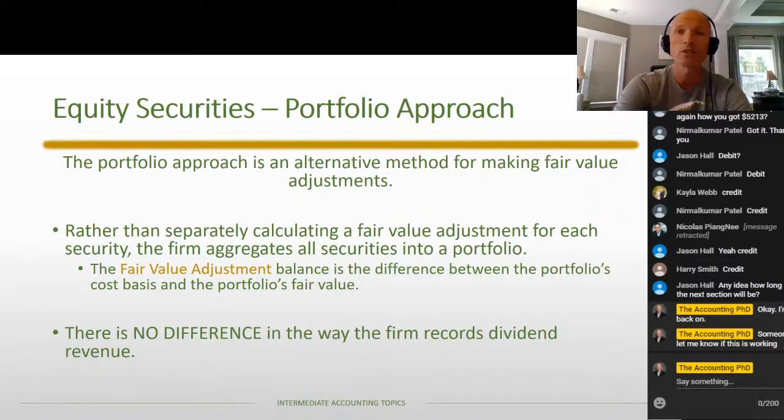By the way, the other difference then is the fair value adjustment account is not security specific. So when there's a sale, there's no entry for the fair value adjustment account because again, it's not security specific, and so we don't have that as part of our journal entry. Again, we're going to go through an example, and you'll see that here in a second.